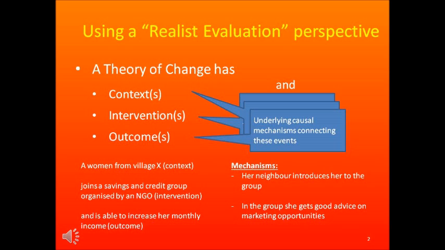Here is an example. A woman from a particular village, that's the context, joins a savings and credit group organised by an NGO, that's the intervention, and as a result is able to increase her monthly income, that's the outcome. The underlying mechanisms might be like this. She joined the group as a result of her neighbour introducing her to the group, and once she joined the group she was able to increase her monthly income because she was able to get good advice on marketing opportunities.